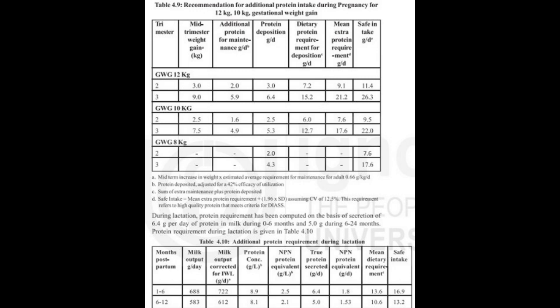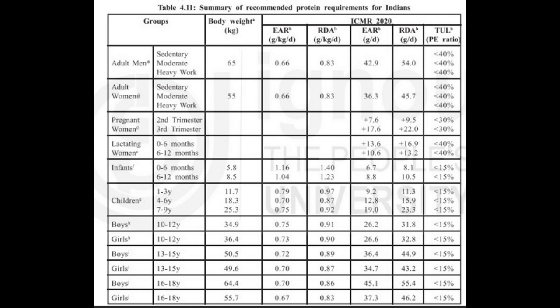During lactation, protein requirement has been computed on the basis of secretion of 6.4 g per day of protein in milk during 0 to 6 months and 5.0 g during 6 to 24 months. Protein requirement during lactation is given in Table 4.10, Additional protein requirement during lactation, based on N balance.